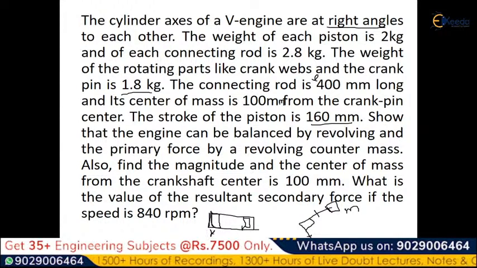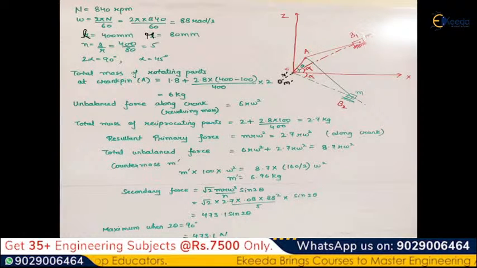The maximum distance it can move inside the cylinder is the stroke. So we have to show that the engine can be balanced by revolving and the primary forces because of the counter mass, and find the magnitude and center of mass from the crankshaft and the value of the resultant secondary force for the speed of 840 rpm. We are already given the speed, which is 840 rpm.